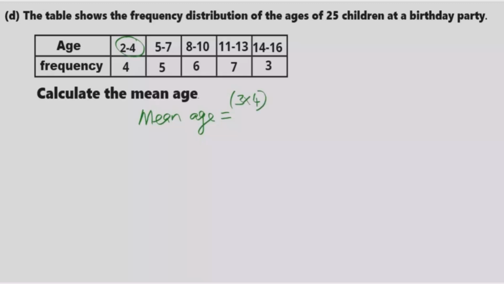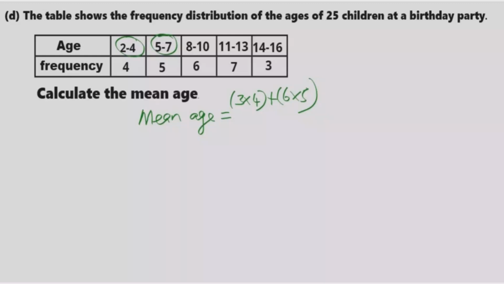Then we come to this point, we say plus, then we say what is the middle age between 5 and 7? That is 6. That is the middle number. So multiply 6 by 5, so open bracket, we say 6 times 5. So there were 5 children who were between 5 and 7 years. So we do it like that.